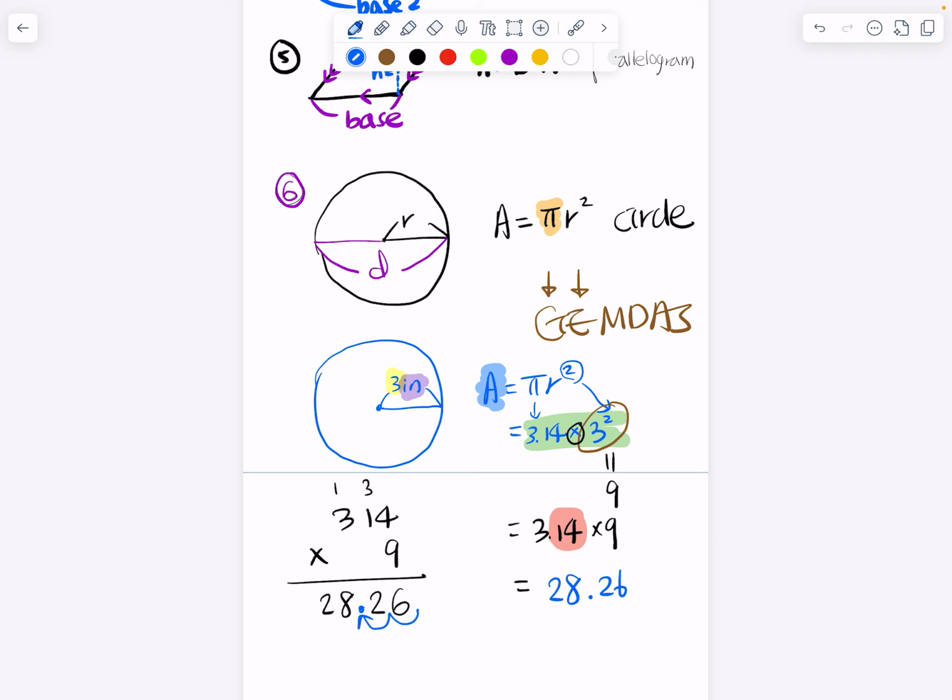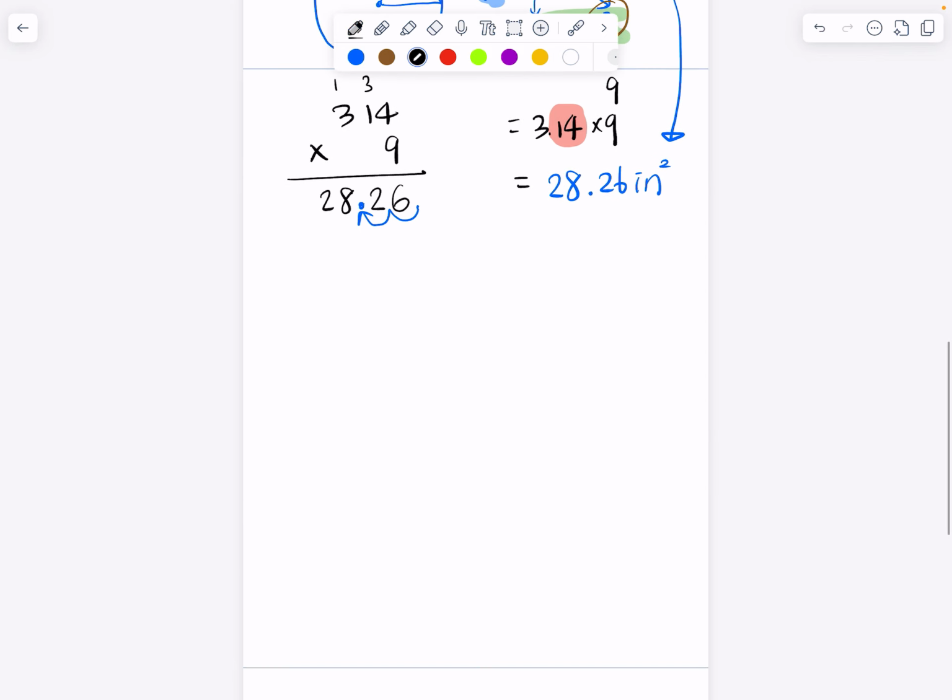The unit is inches, but we just found the area, right? Therefore, the area of the circle is 28.26 inches squared, because we multiplied the radius by itself. We multiply a dimension by another dimension, so the unit must be inches squared. So far, that's how you find the area of different shapes. I'm going to create another video on how to find the surface area of 3D solids. Right now, we're doing 2D.